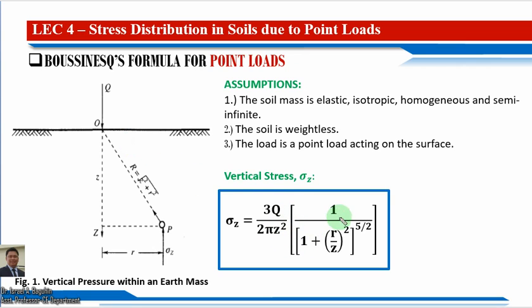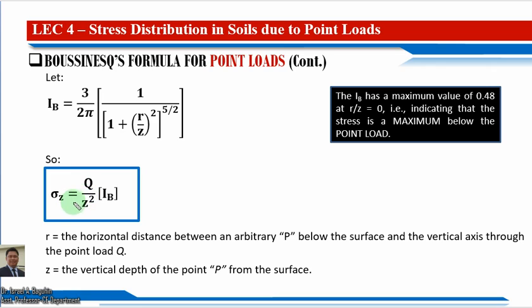So if we assign this quantity just equal to I subscript B, the influence factor, we can say that sigma z reduces to the equation Q over z squared times I subscript B. Here, r is the horizontal distance between an arbitrary point P below the surface and the vertical axis through the point load Q, and z is the vertical depth of the point P from the surface.